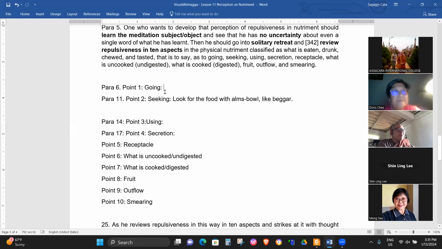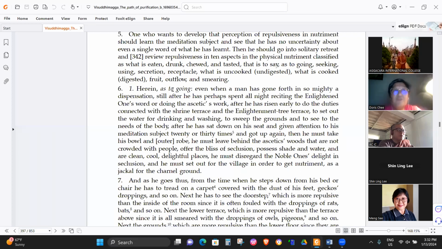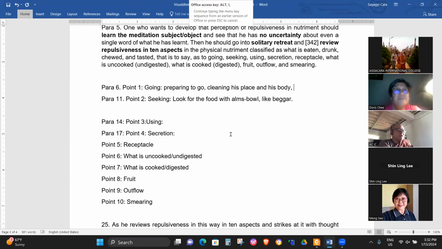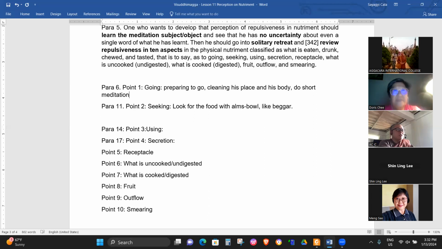So anyway, "as going" means preparing to go, and then cleaning his place and his body. And then he does meditation, sitting for 20 to 30 minutes, or is it 30 times? He also needs to sit meditation. Short meditation. All right.